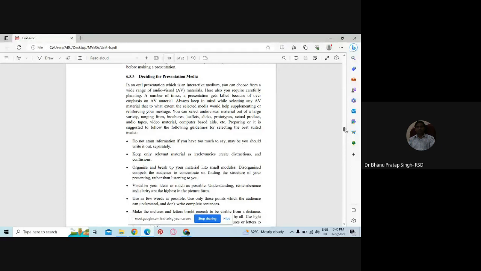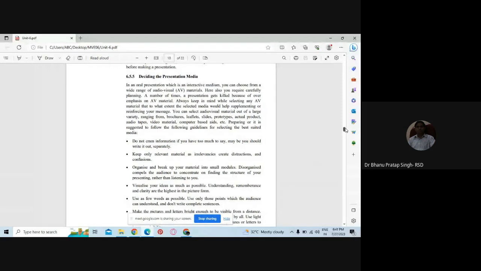So let us discuss in detail. In the oral presentation, which is an alternative media, one can choose from a wide range of audio visual aids or materials. Here, one can carefully plan what kind of presentation the presenter is going to present among the society. He can select the media. He can use even brochures, leaflets, slides, and any other audio visual aids.